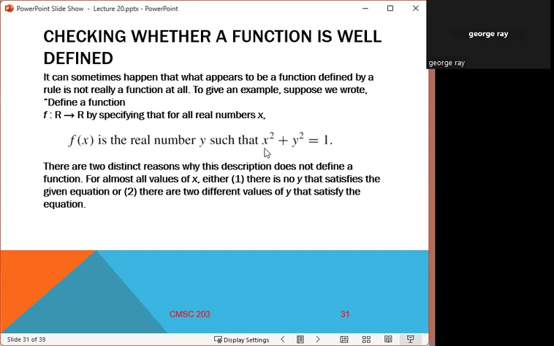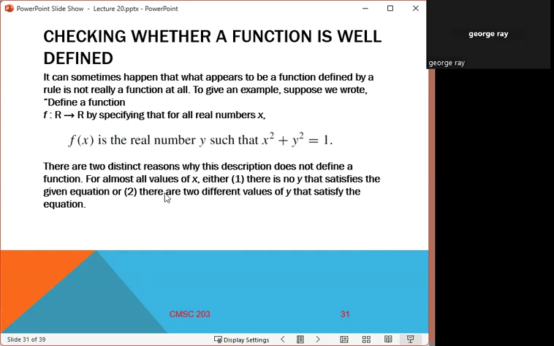In other words, what if x was 15? Or what if x was 20? So if x was 20, that would be 400. So 400 plus y squared, what's y squared going to be to equal 1? Over the reals, it's going to be null. There isn't going to be anything. So we don't have the first property of a function, that every value in the domain is mapped to a value in the codomain.